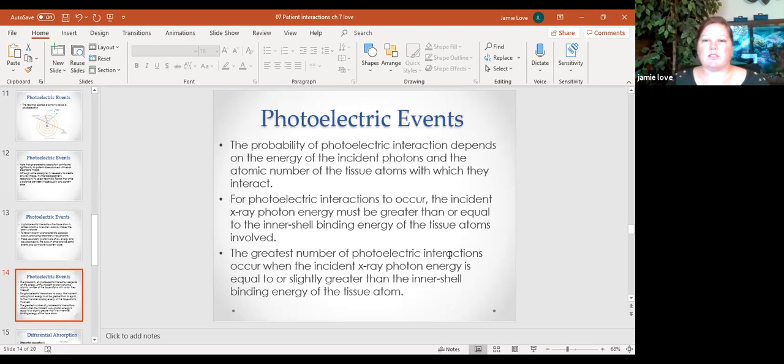For photoelectric interactions to occur, the incident X-ray photon energy must be greater than or equal to that inner shell's binding energy of the tissue that we're X-raying. The greatest number of photoelectric interactions are going to happen when that X-ray energy is really close to the binding energy of that tissue atom. That's what we're hoping for and shooting for with our range of energies that we're producing in the tube. We're not just producing one energy, so we have a variety. Some are going to make it through, some are going to be absorbed, and we know this.